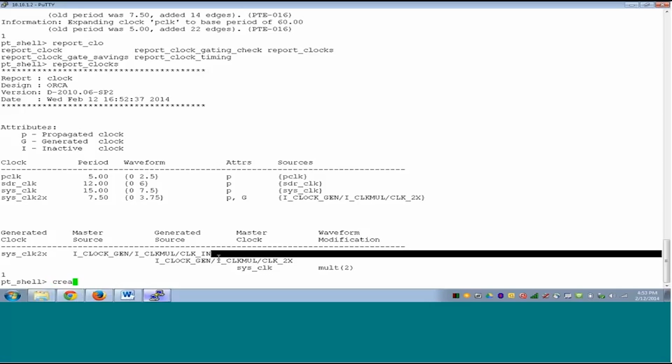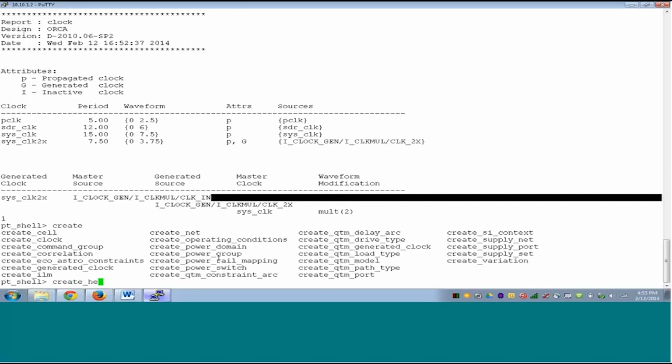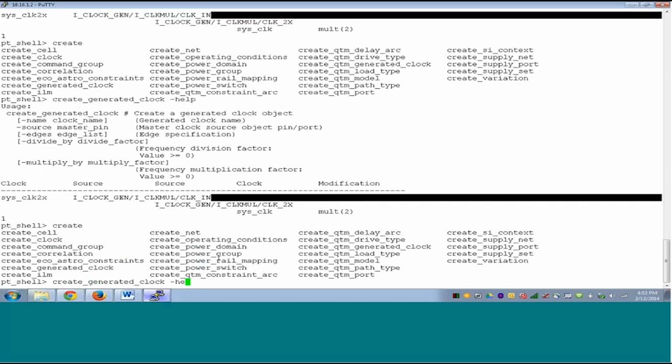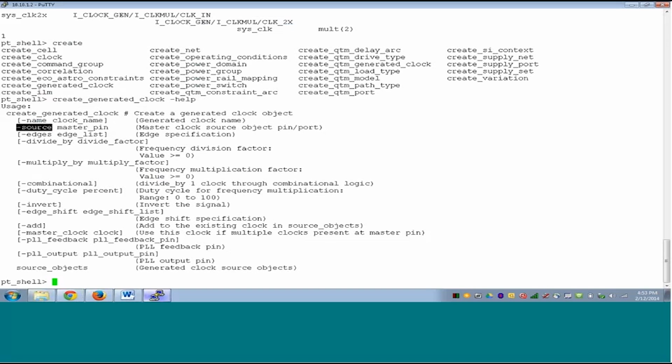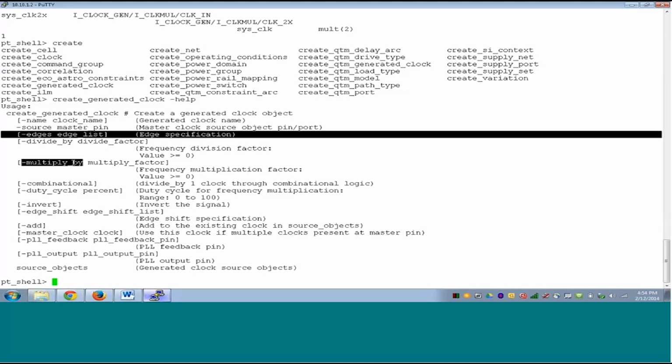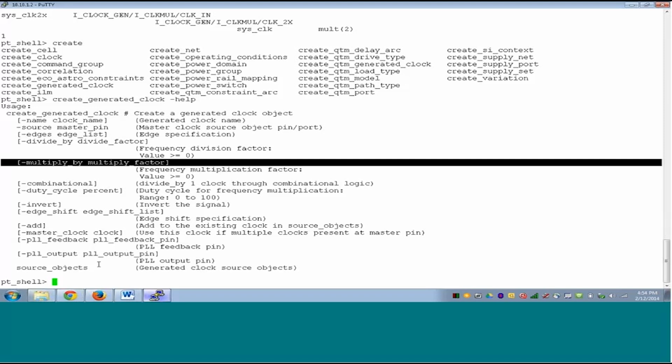So you can know more about it by looking at create_generated_clock -help. So you have a master pin, which is compulsory to give as source, and then master clock is essential if multiple clocks are present at the master pin. So it has other options also, edges, what we discussed, edges, multiply by, divide by. So you can read more about it. There are so many options. In many cases we have complex generated clocks. So this generated clock command is very powerful. It will handle almost all the cases.